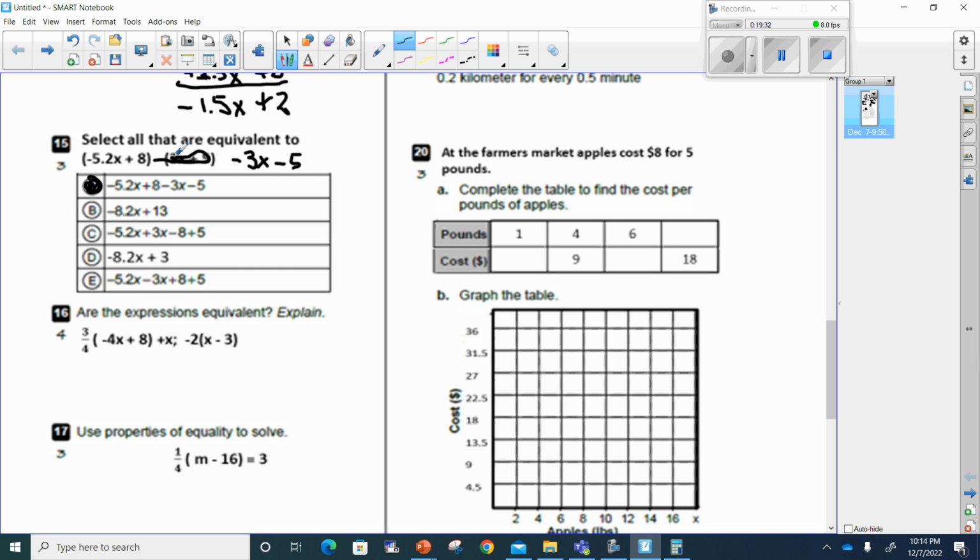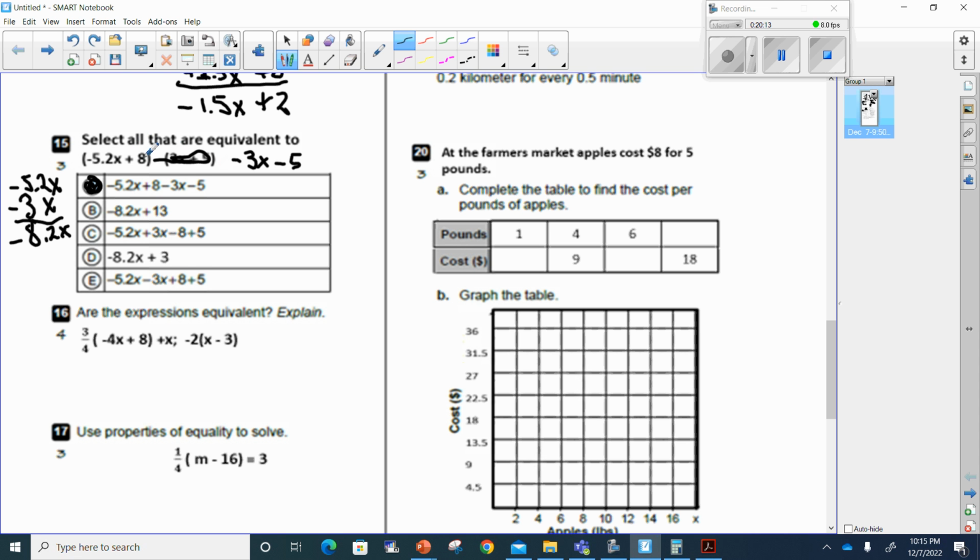Now when I combine these, will I get this answer? Well, I'm going to put a negative 5.2x and combine it with a negative 3x. Together, that'll make a negative 8.2x. All right, and I do have a negative 8.2x here. I do this because when my signs are the same, I find the sum. So I add these together.